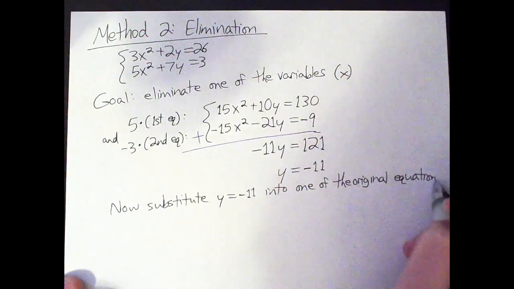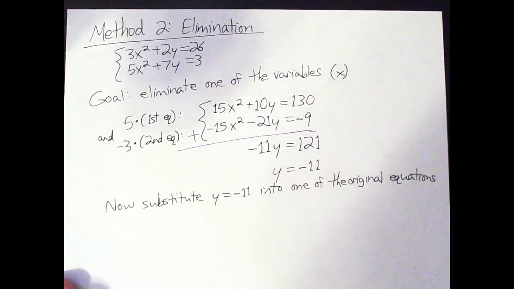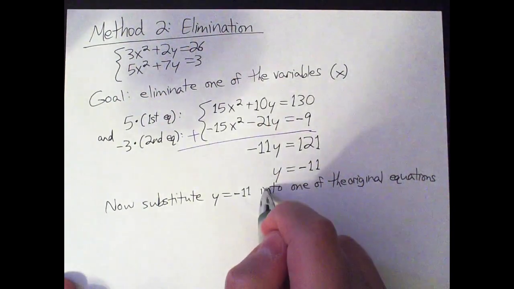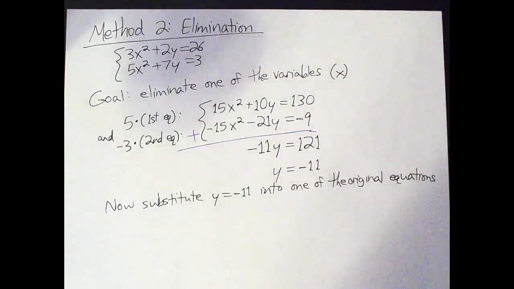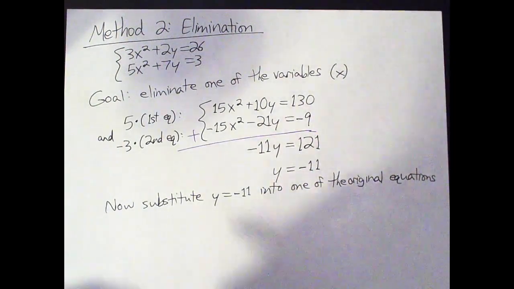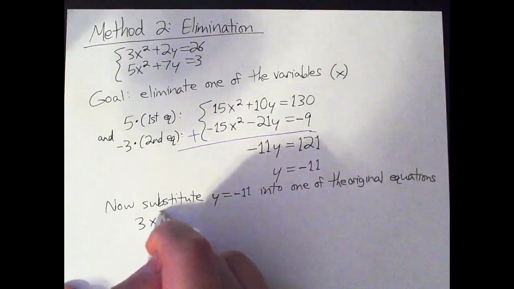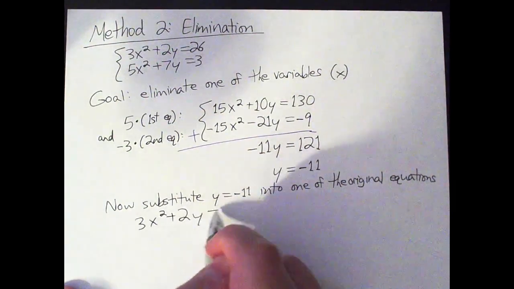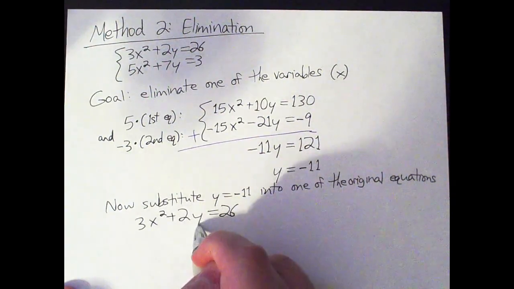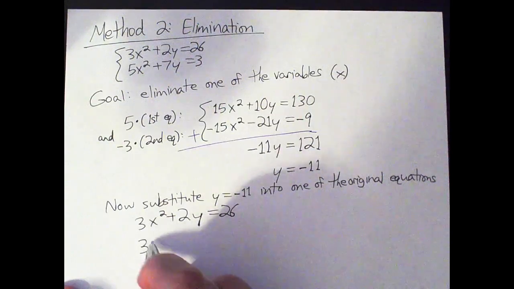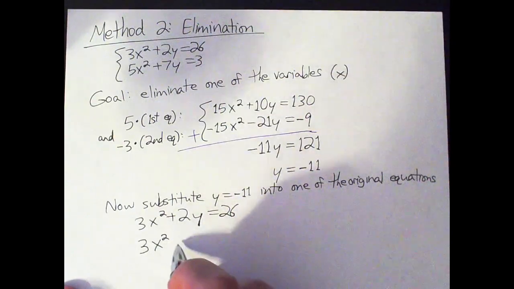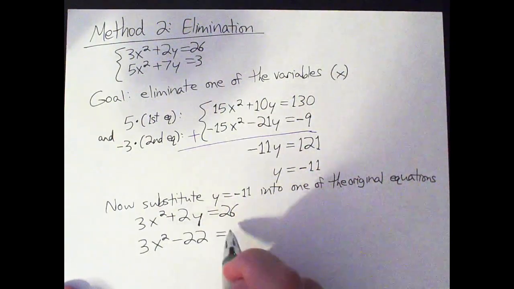And it's your choice which one you want to work with, the first equation or the second one. Either one works. I'll use the first one, I guess. 3x squared plus 2y is 26. And that's going to be 3x squared minus 22 equals 26.